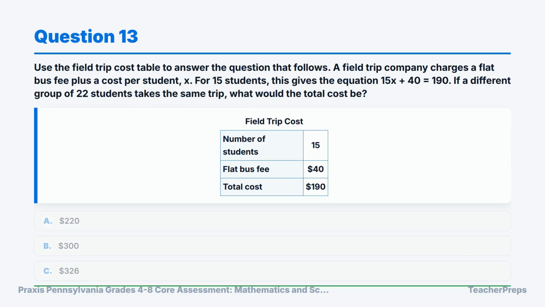The correct answer is D, $260. Solving 15x plus 40 is equal to 190 gives 15x equals 150, so x equals $10 per student. For 22 students, the total cost is 40 plus 22 times 10, equals $260.